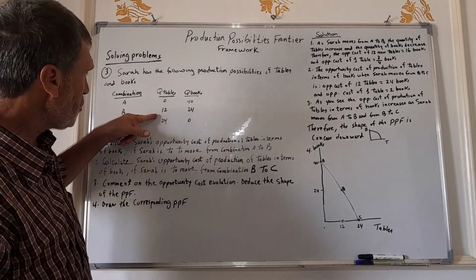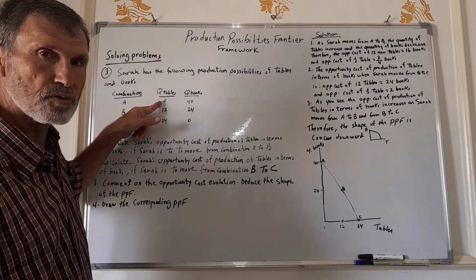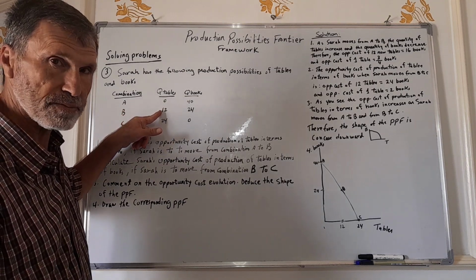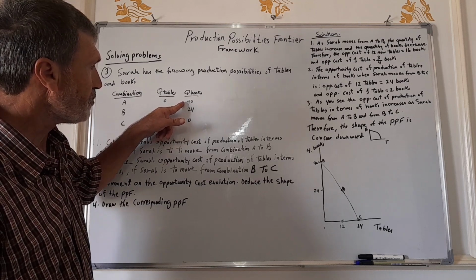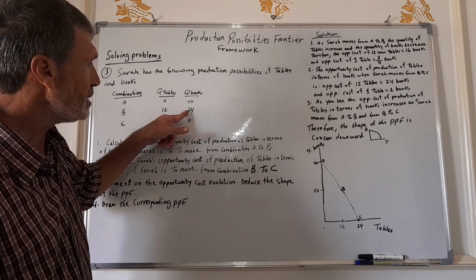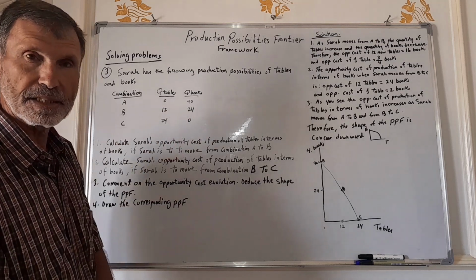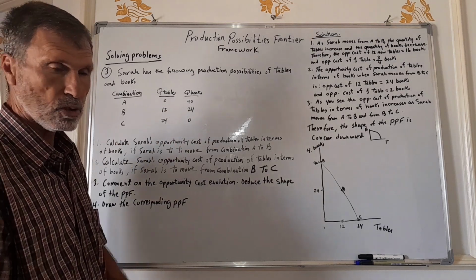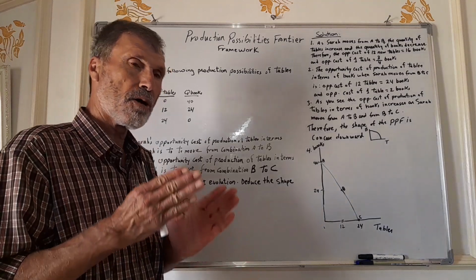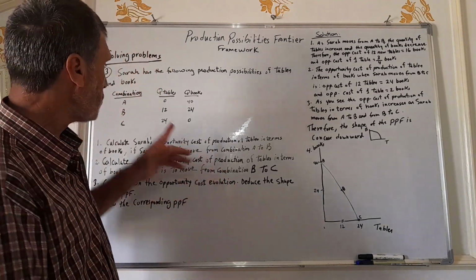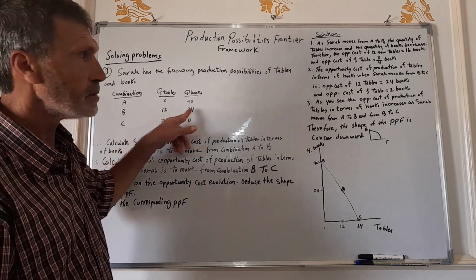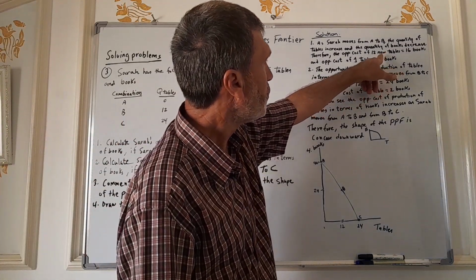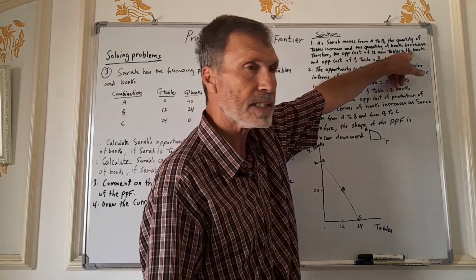As she moves from A to B, the quantity of tables increases by 12. What about the quantity of books? It decreases from 40 to 24, that is, it decreases by 16 books. So the opportunity cost of producing 12 new tables is 16 books. The opportunity cost of 12 new tables equals 16 books.